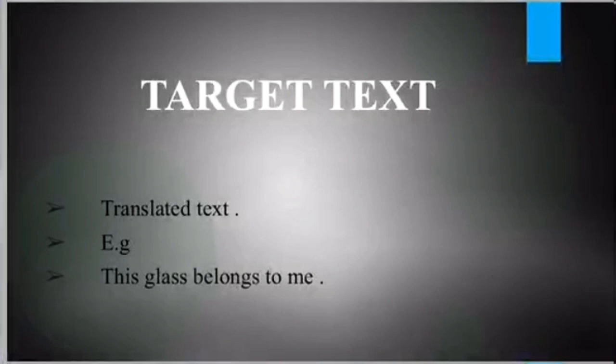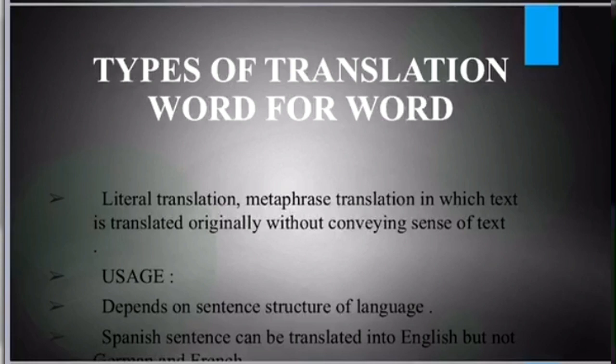Now we come to the basic topic of our presentation, that is the types of translation. There are two types of translation: word for word translation and sense for sense translation. As is very clear from the name, word for word translation is the literal translation of the sentence which is given to us, or the poem, or any piece of literature or any written thing which we are asked to translate by using word for word translation.